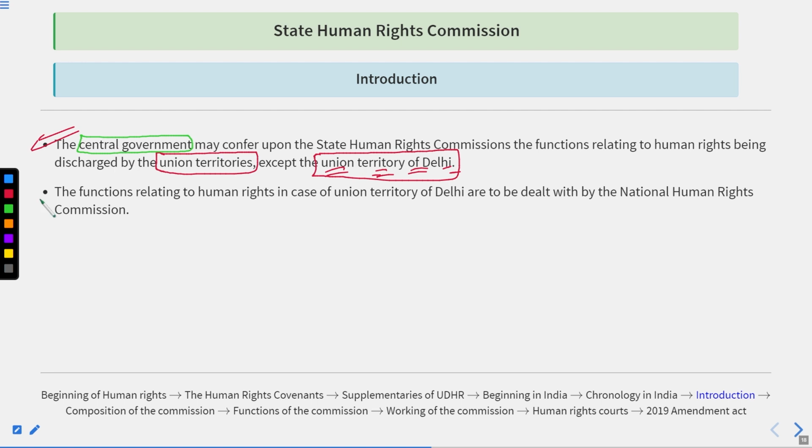Alright, so if the central government wants a particular State Human Rights Commission, to which the particular UT is attached or within whose state it lies, to look after the cases, the central government may confer that power. But this provision is not applicable to the Union Territory of Delhi. Okay, why? Now here please do not get confused between Delhi and New Delhi. Delhi is the Union Territory while New Delhi is the capital.